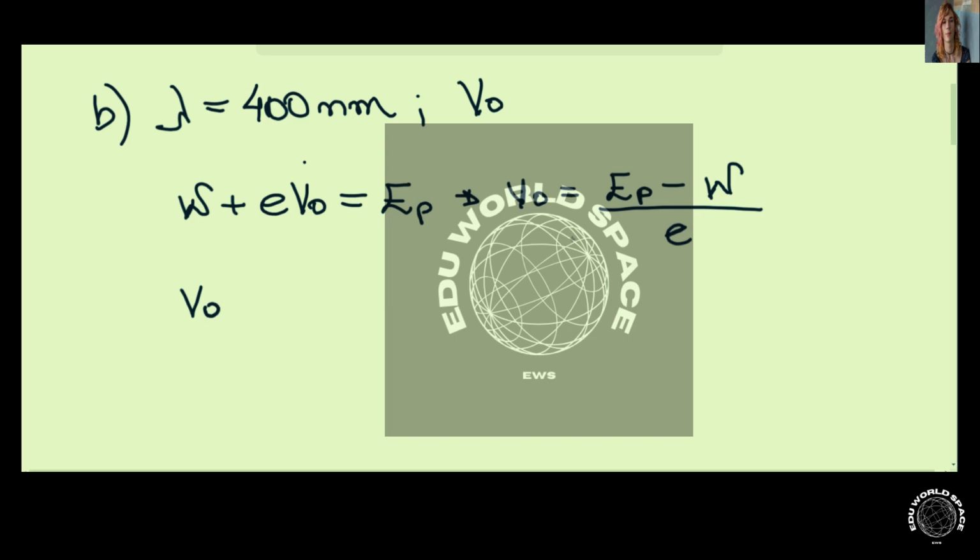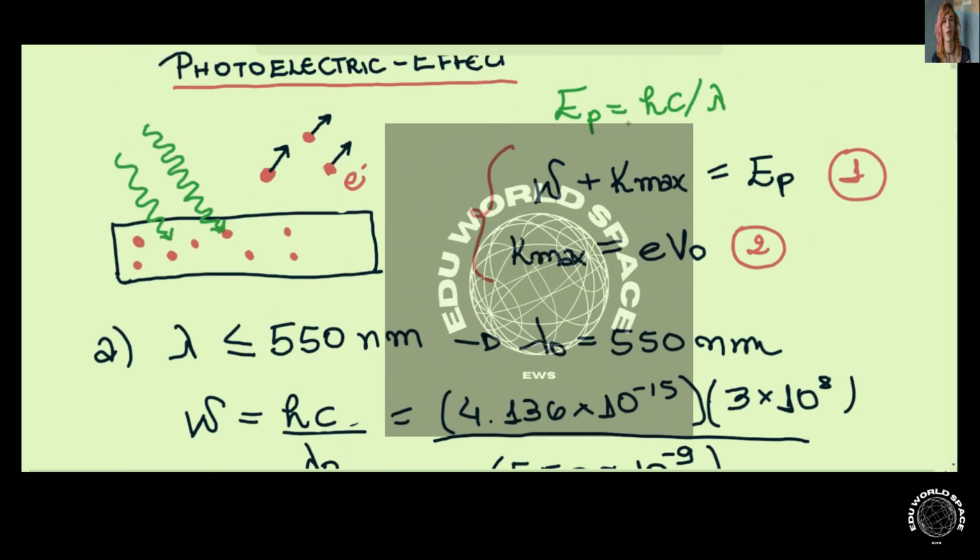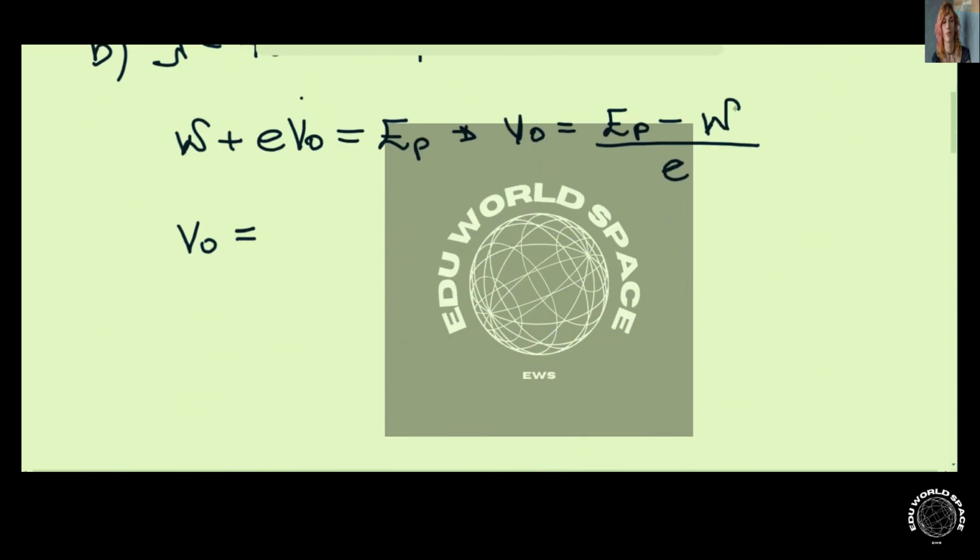Now we can rewrite both the photon energy and the work function in terms of the characteristic expression for the energy of the photon. So we have that V0 is Planck's constant times c divided by e, times 1 over lambda minus 1 over lambda 0.